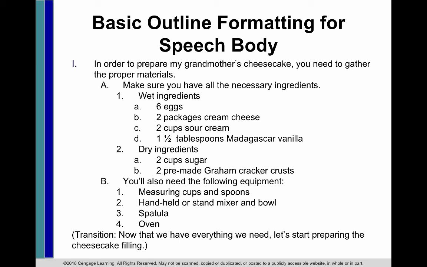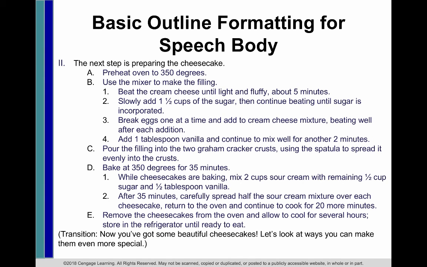Now I'm at my second main point, labeled with the Roman numeral 2. The next step is preparing the cheesecake. I've broken this down into 5 subpoints, which is about the maximum number of subpoints you want. Subpoint A is about preheating the oven. Subpoint B is about making the filling, and that has 4 sub-subpoints detailing each step in that process.